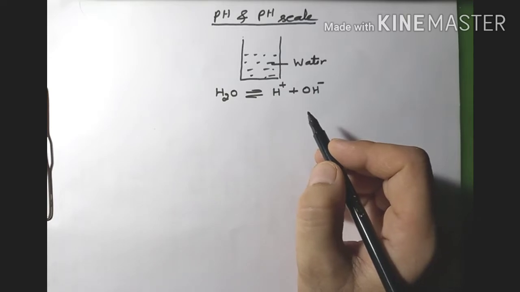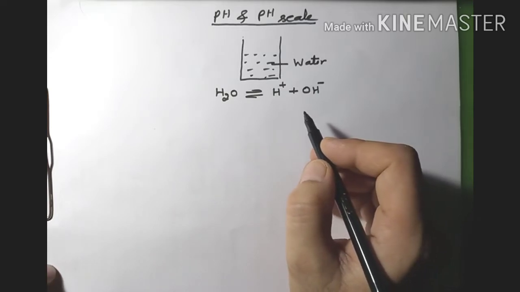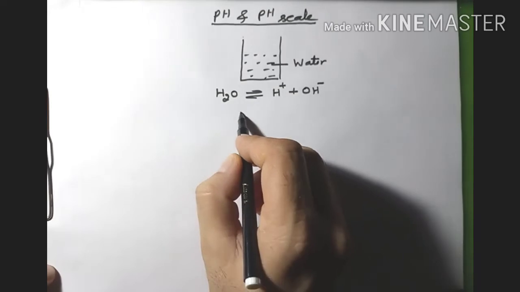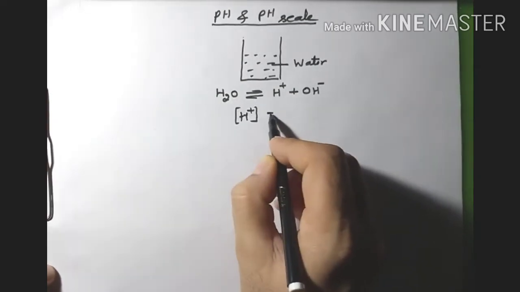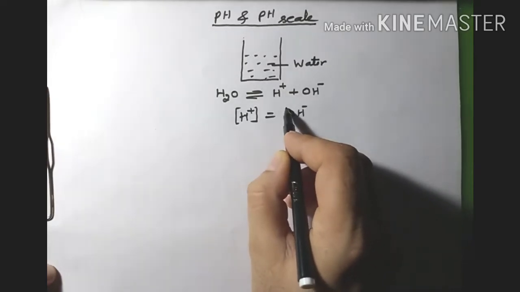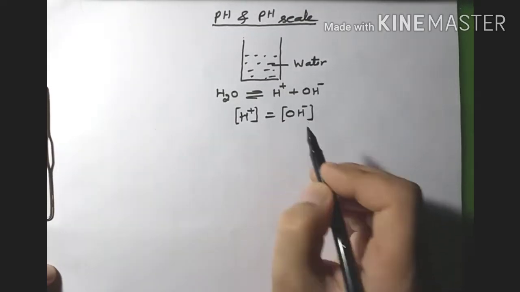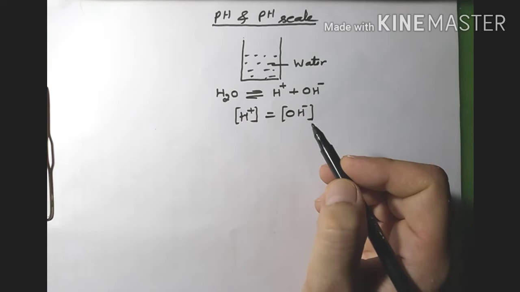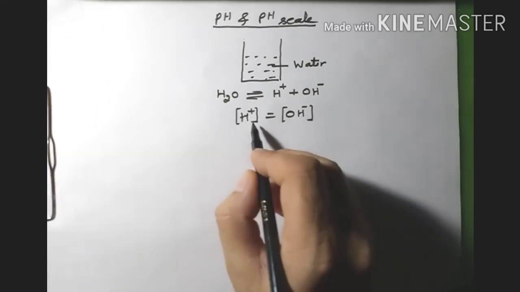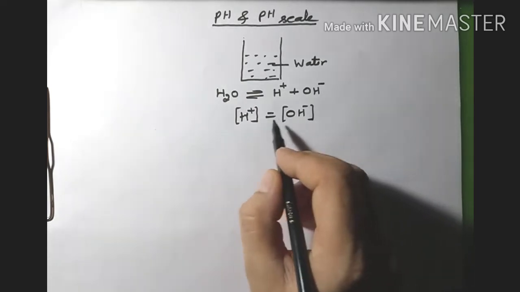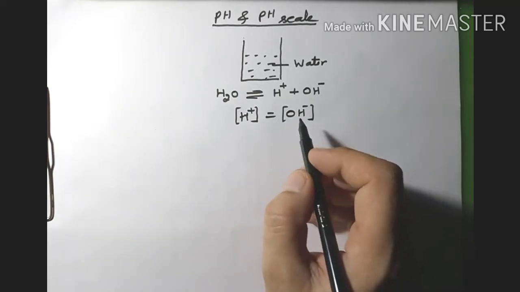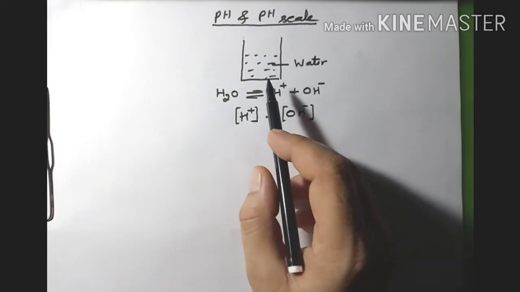Water molecule is a neutral substance because in the water molecules the number of H plus ion and the number of OH minus ion, they are always equal or same. So those type of liquid in which the H plus and the OH minus ion concentration are same or equal, they are called neutral substance. So water is also neutral.